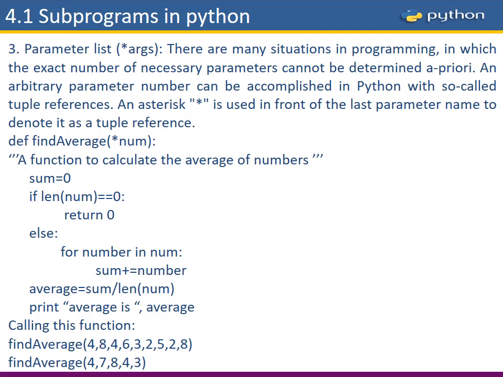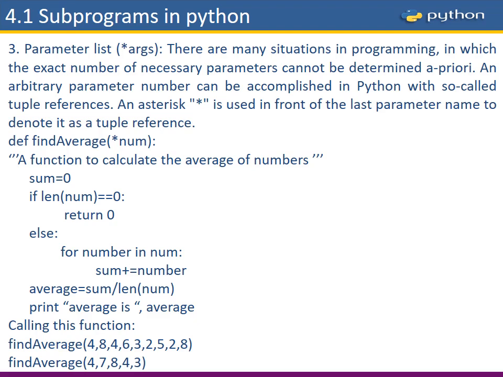We can see from the example here, def find_average with asterisk numbers, a function to calculate the average of numbers. Sum equals 0, and if the length of numbers equals 0, return 0. Then for number in numbers, sum plus. By the time we find the average, we print the average itself.